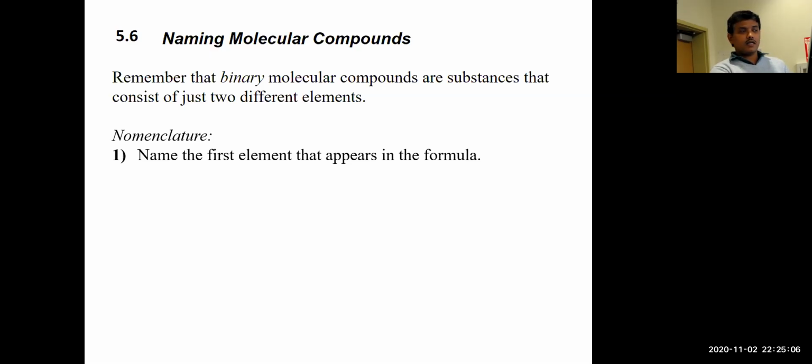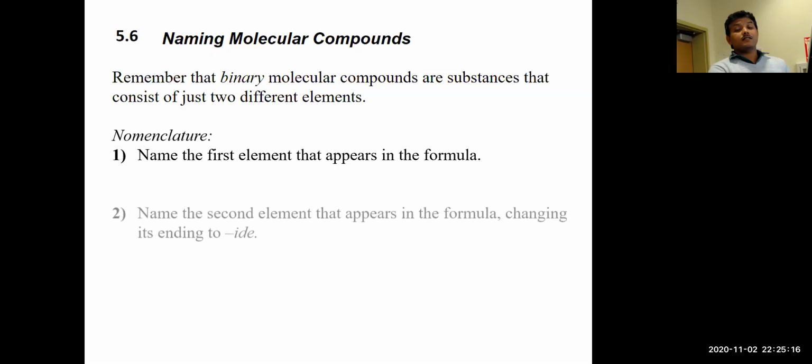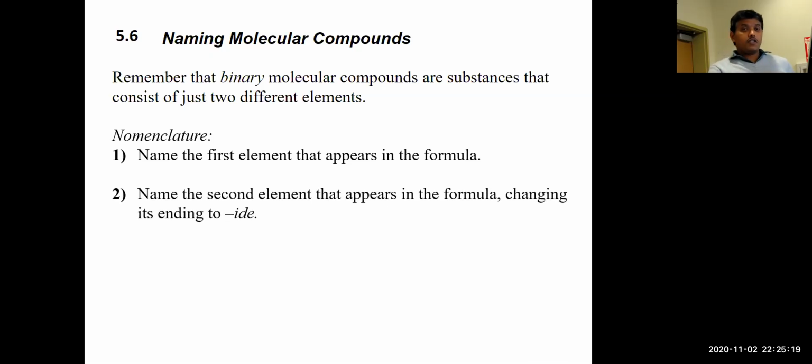How convenient, right? If you have carbon, you name it as carbon. If you have nitrogen, you name it as nitrogen. If you have sulfur, you name it as sulfur. Very simple. But the second part, you make a little bit of change. Okay, what is the change? Name the second element that appears in the formula and change the end to "ide."